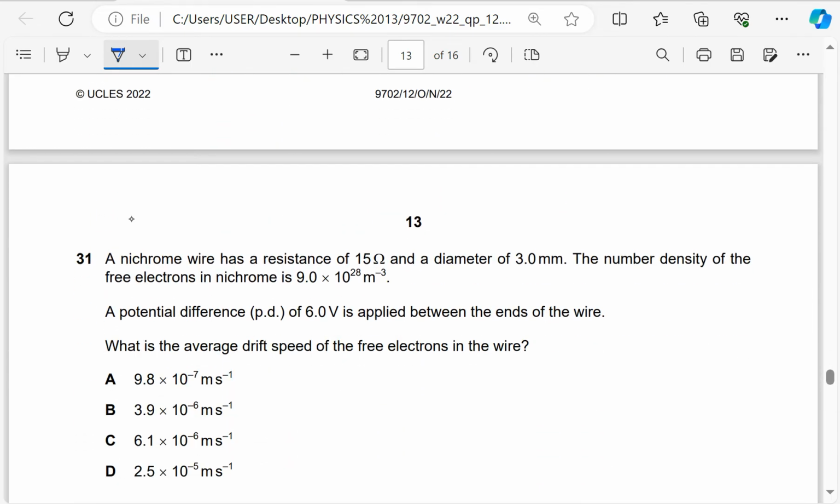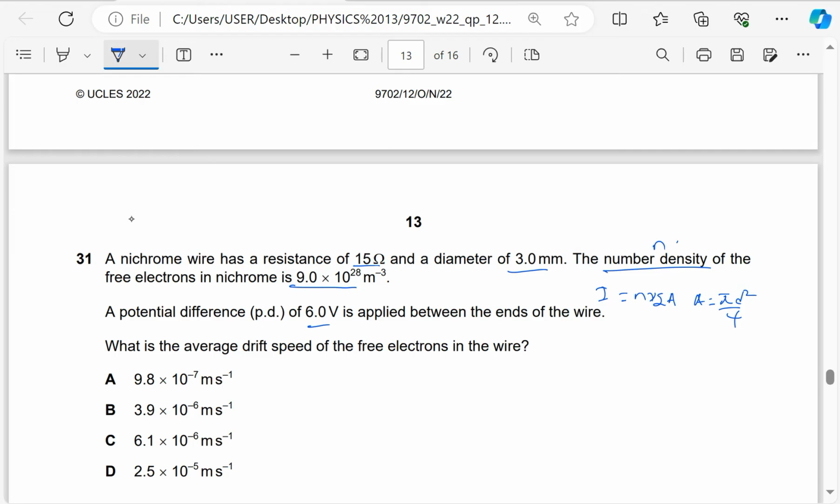Nichrome. A nichrome wire has a resistance of 15 ohms, diameter 3 millimeters. The number density, so this is going to be n, of free electrons in nichrome is 9.0 times 10 to the power of 28 per meter cubed. A potential difference of 6 volts is applied between the ends of the wire. What is the average drift speed of the free electrons in the wire? So we know that I is equal to nvQ times A. And remember, A is the area, which is equal to pi d squared divided by 4.